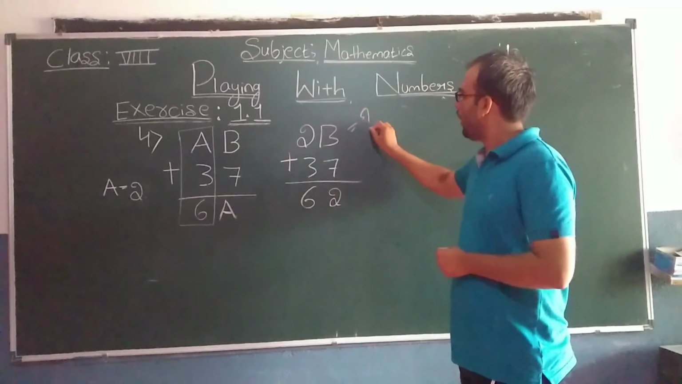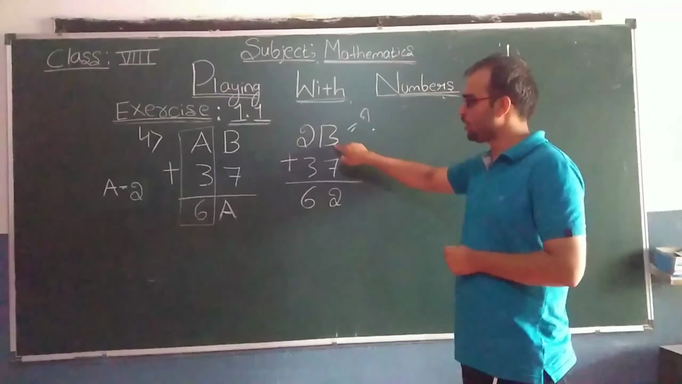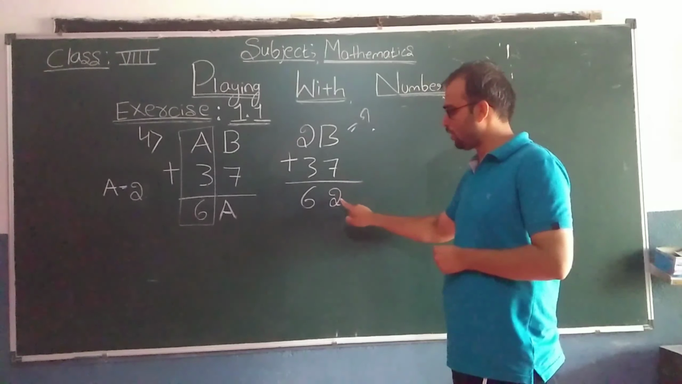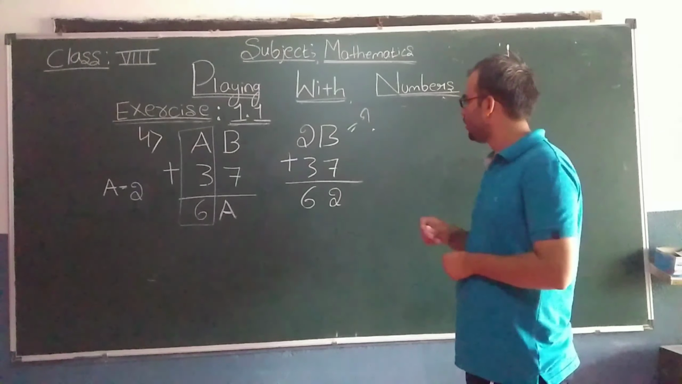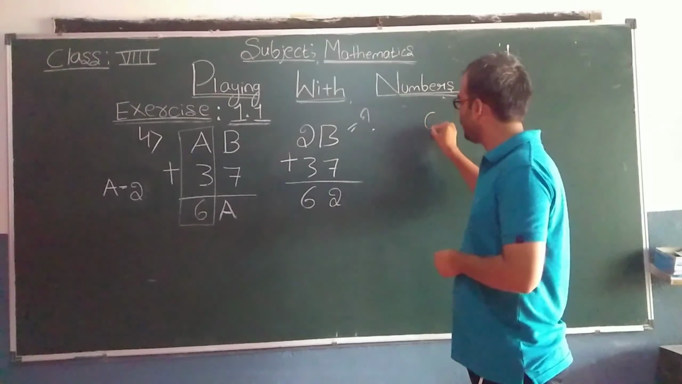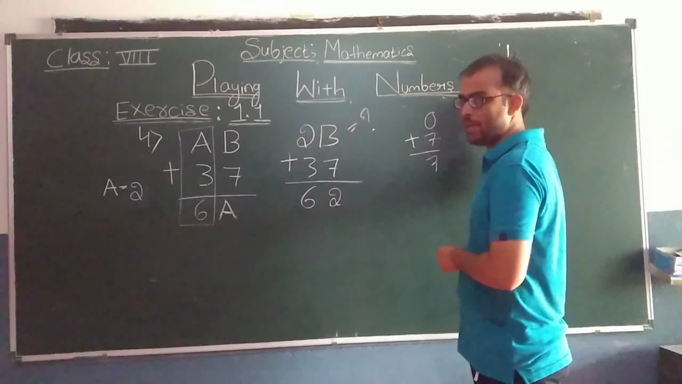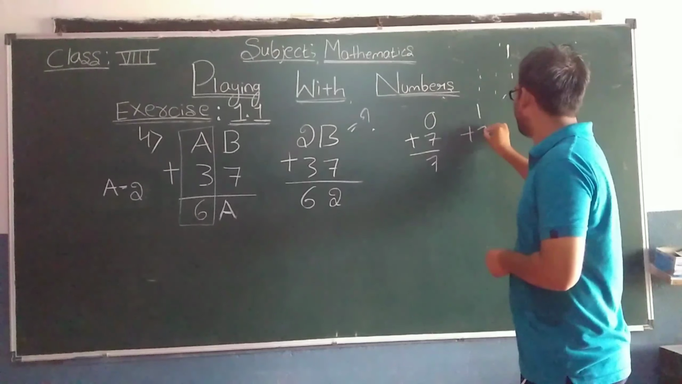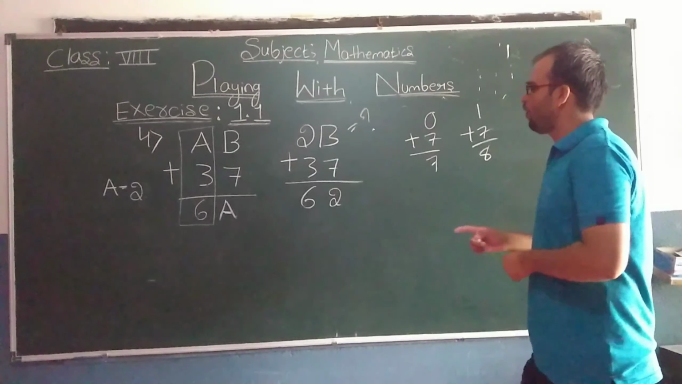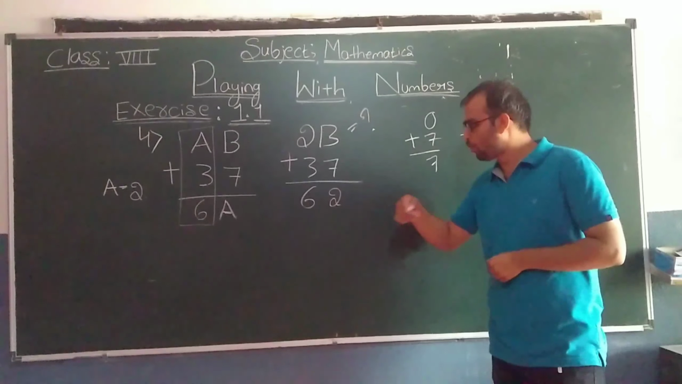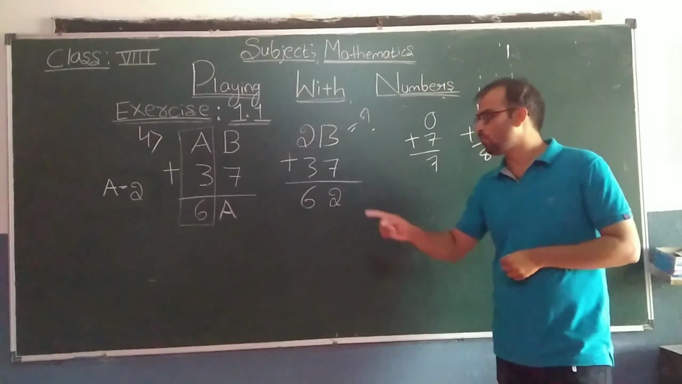What has to be added? Okay, what has to be added in place of b to 7 so that we can get 2 at one's place? If we take b as 0, then 0 plus 7 will be 7. If we take b as 1, then 1 plus 7 will be 8. If we want to get 2 at 1's place, then what do we need to add to 7? So we need to add 5.